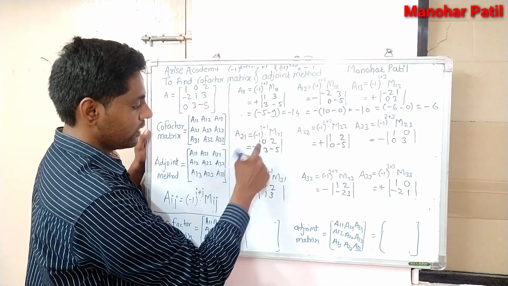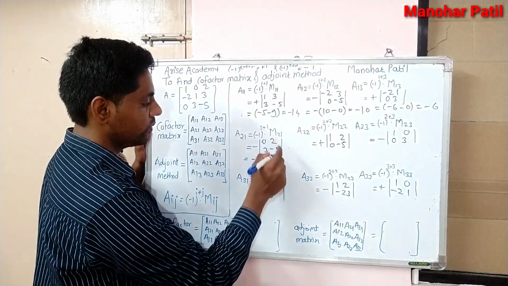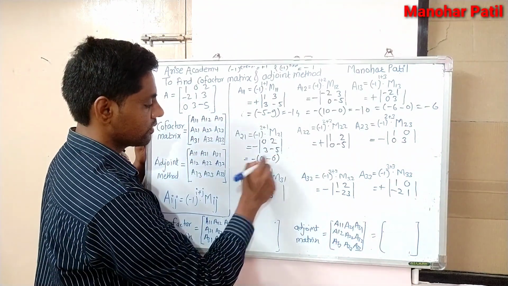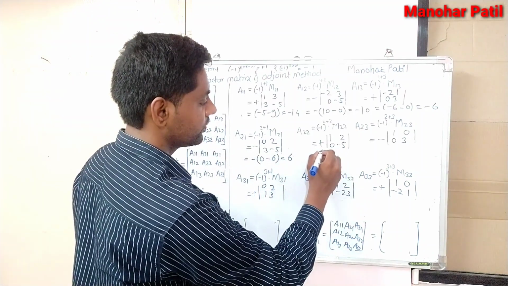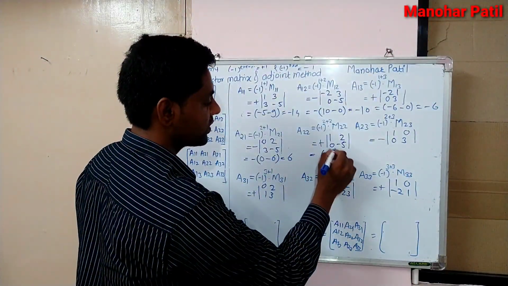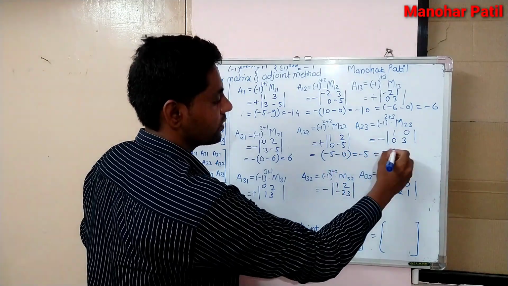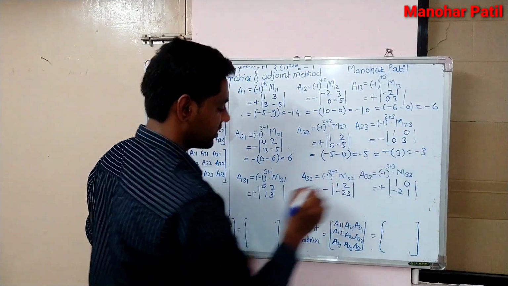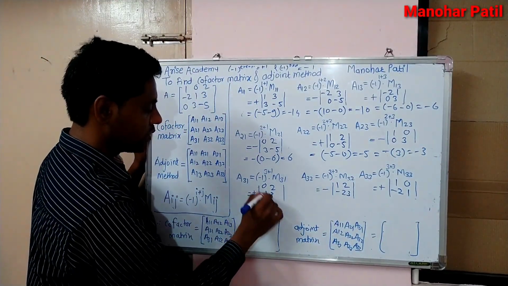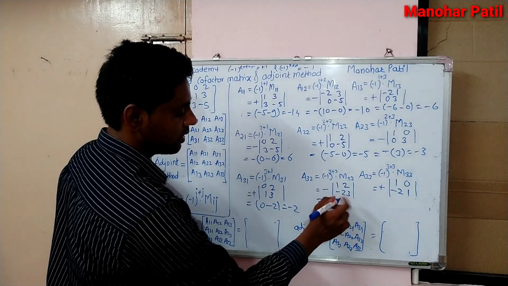Next, minus 0 into minus 5 is 0, 3 into 2 is 6. So the answer is minus minus becomes plus 6. Then 1 into minus 5, 0 into 2 is 0. So the answer is minus 5. Then 1 into 3 is 3, and multiply by this minus sign, so minus 3. Then 0 into 3 is 0, 1 into 2 is 2. So the answer is minus 2.